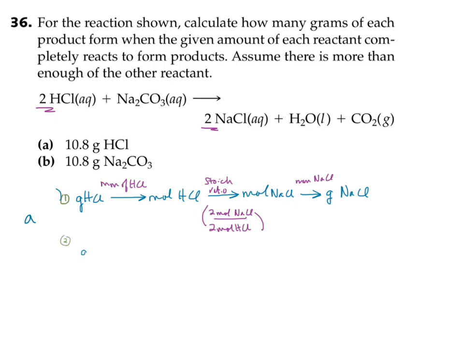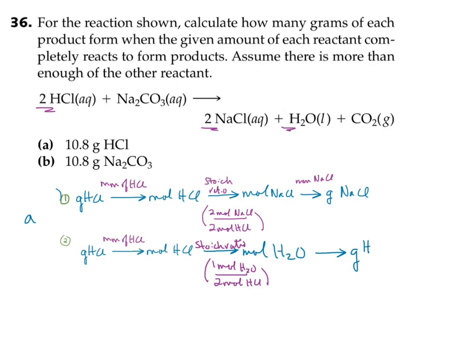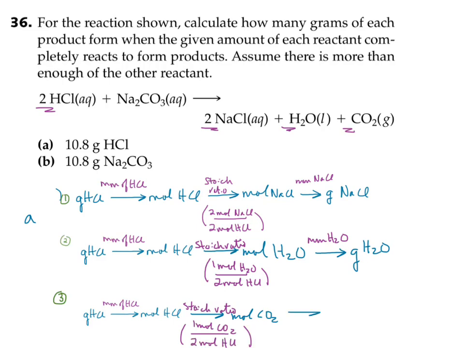The second one, going from left to right, trying to get ultimately to the mass of H2O, this is how you would do it. All of these start with that 10.8 grams of HCl. And the third one for A looks like this, where we're trying to get to the mass of CO2. It has a very similar pattern.